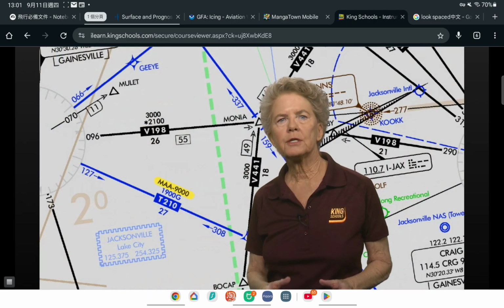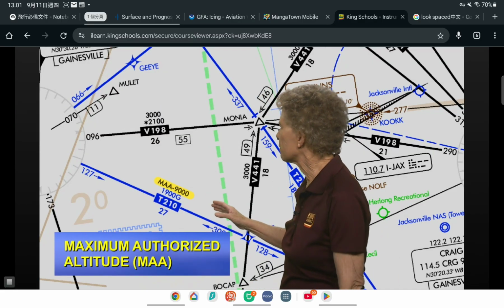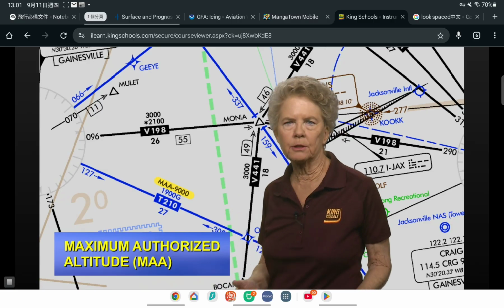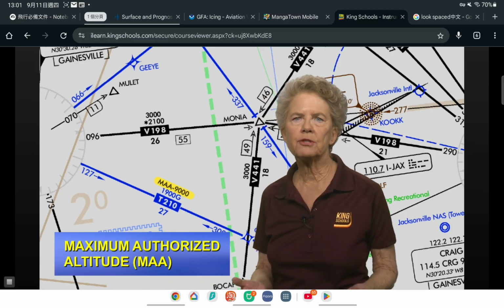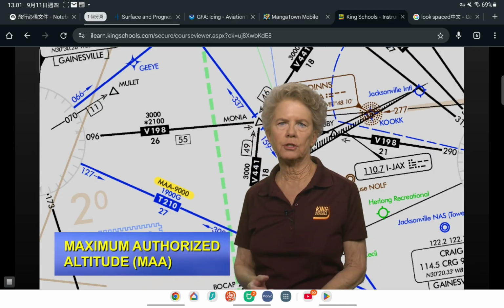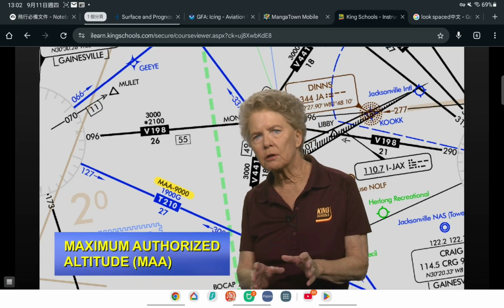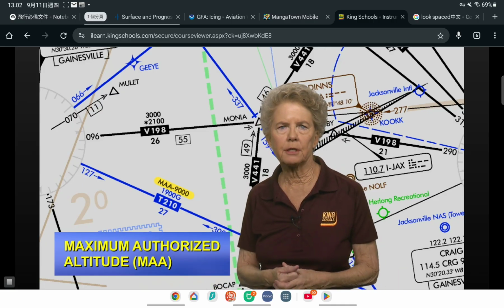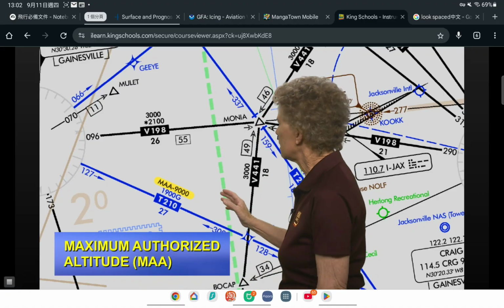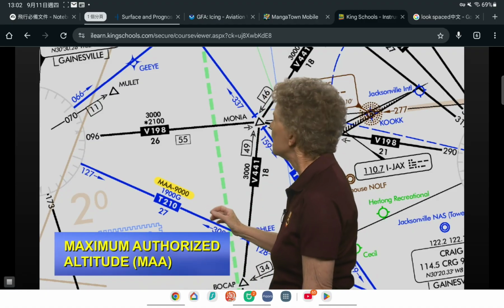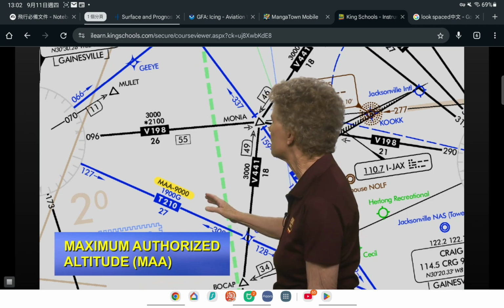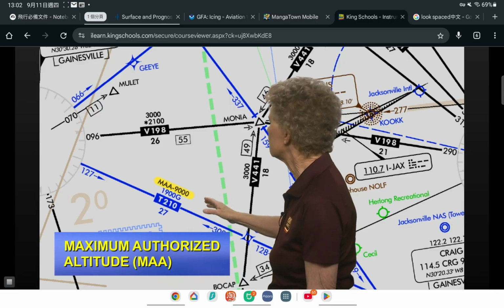Now, some airways have a maximum authorized altitude, or MAA, as well as minimum altitudes. That's because there may be restrictions such as airspace limitations, traffic conflicts, or technical issues such as frequency interference from other ground-based facilities. Here's an example from a low-altitude chart in Florida. On this route segment south of Jacksonville, Florida, the maximum authorized altitude on Tango Route 210 is 9,000 feet.